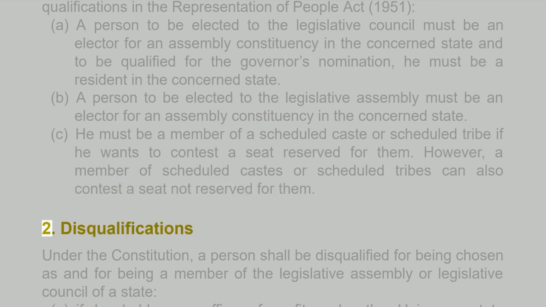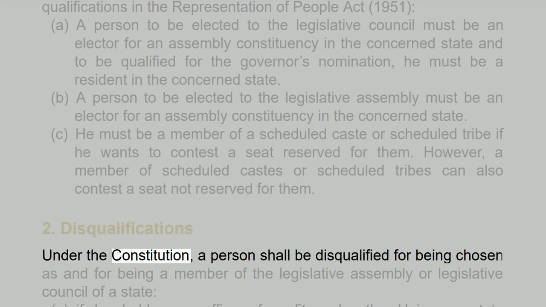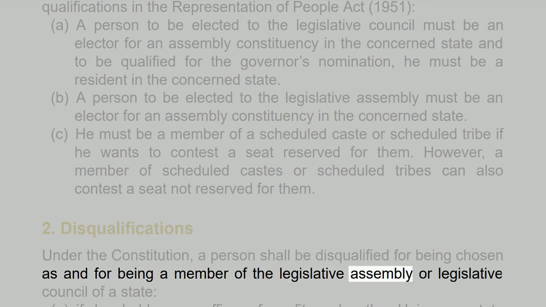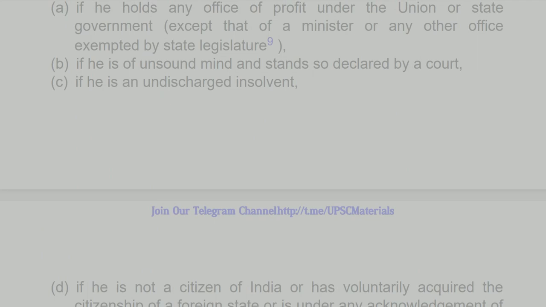2. Disqualifications. Under the Constitution, a person shall be disqualified for being chosen as and for being a member of the Legislative Assembly or Legislative Council of a state: A. If he holds any office of profit under the union or state government, except that of a minister or any other office exempted by state legislature. B. If he is of unsound mind and stands so declared by a court. C. If he is an undischarged insolvent.